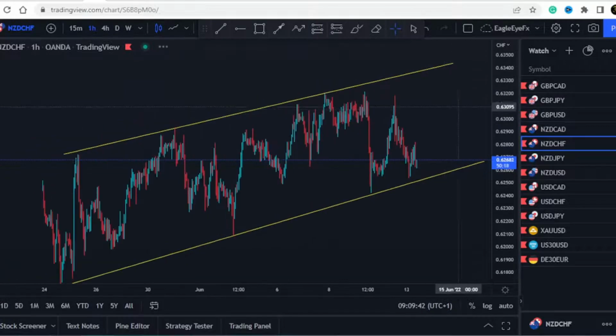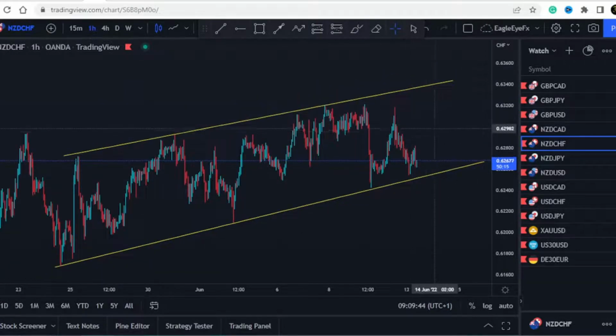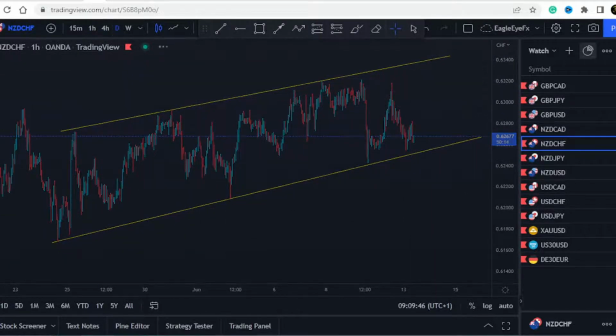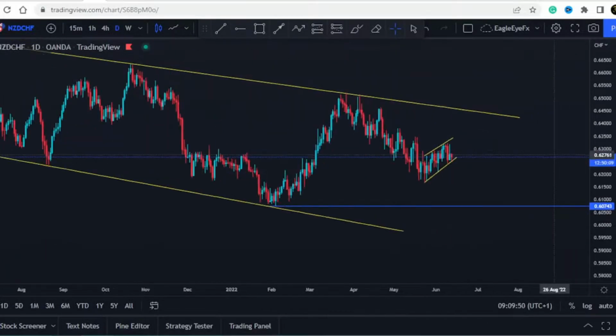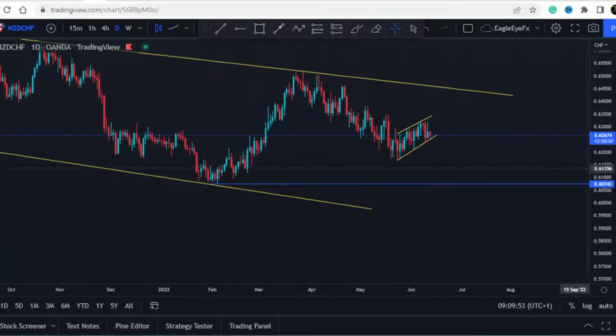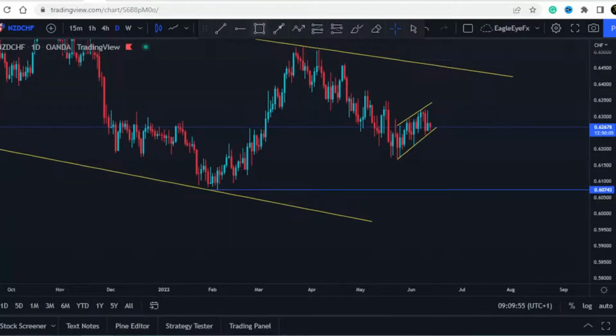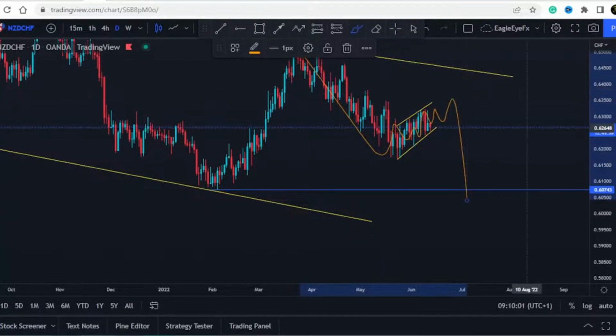Then we're talking about NZDCHF. You can see that it has given us a structure. Overall, I'm looking for sales. This is a daily time frame, so you can see an impulse move, then correction, then continuation, and my target will be this level over here.